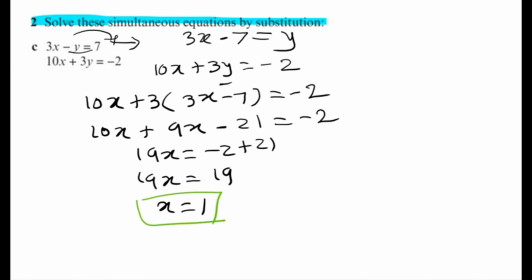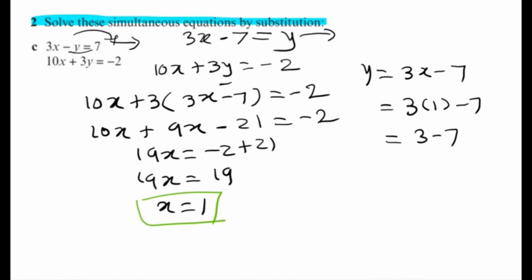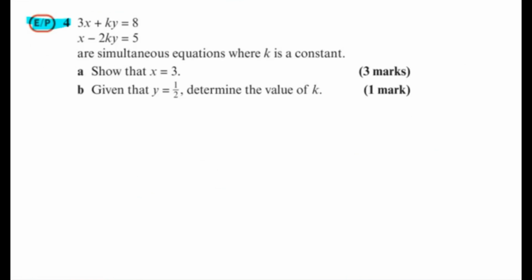To find the value of y, this is the easy equation we can use, because I know y is equal to 3x minus 7. So 3 into 1 minus 7, 3 minus 7. So y will give me minus 4. So this is my value of y, or this is the solution of this simultaneous equation. Move to next question.